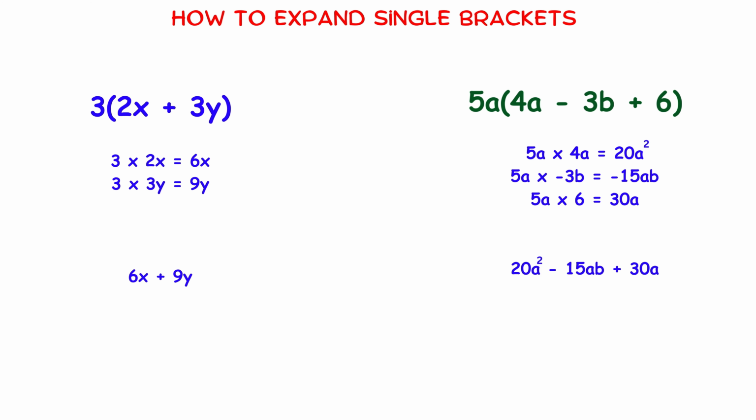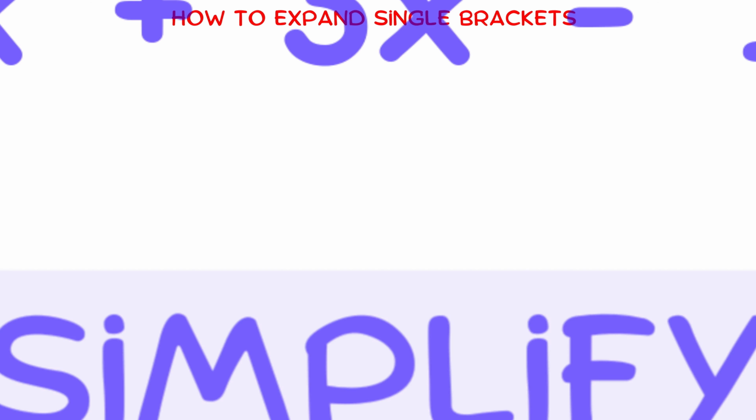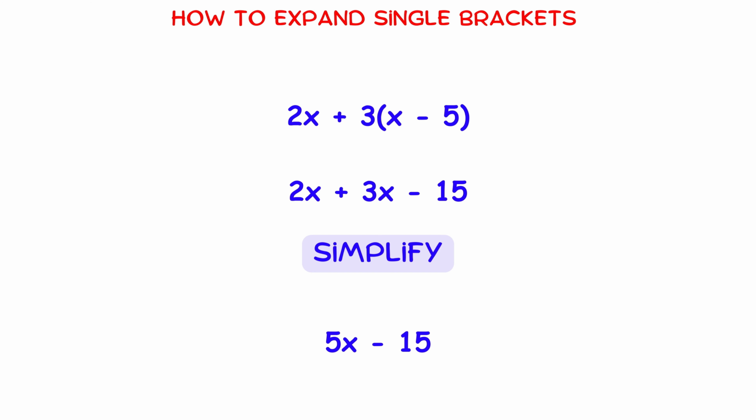Let's have a go at one more before we finish. The important thing in this one is that the bracket is only being multiplied by this 3. This 2x term on the left is completely separate for now. So the first thing you need to do here is multiply the 3 by the x and the minus 5, giving you 3x minus 15.